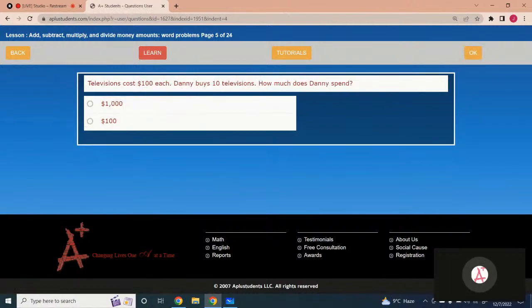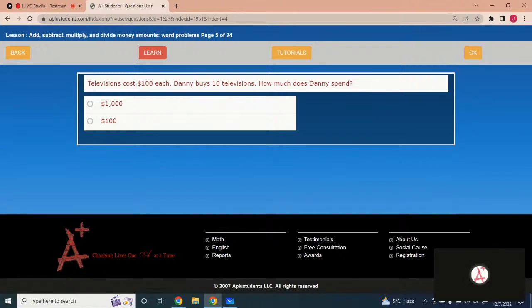Okay. Televisions cost $100 each. Danny buys 10 televisions. How much does Danny spend? So which is the correct option? The cost of one television is 100. You have to buy 10 televisions. What do you have to do? Very good. That would be $1,000.